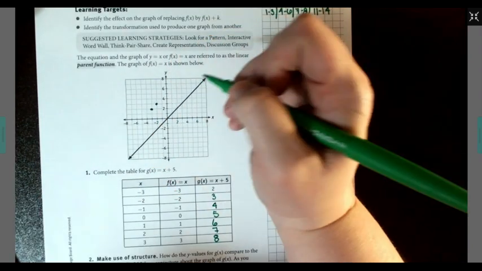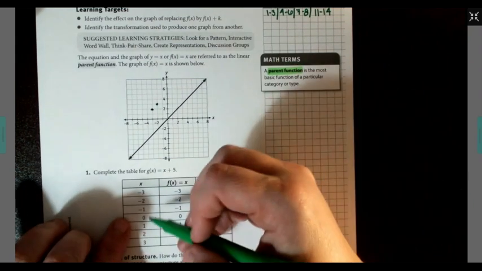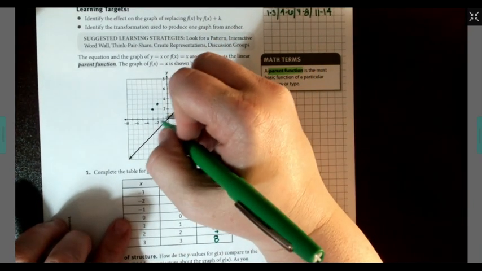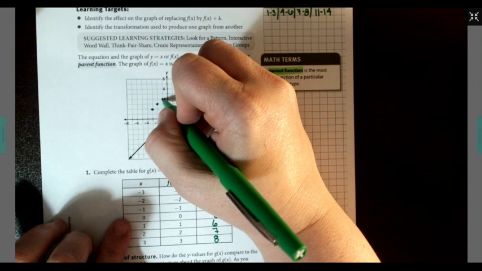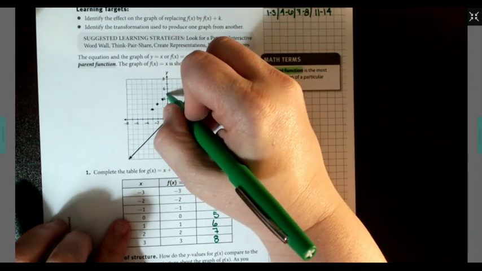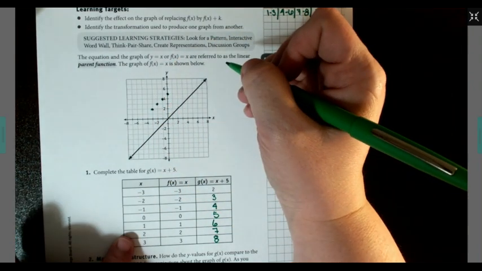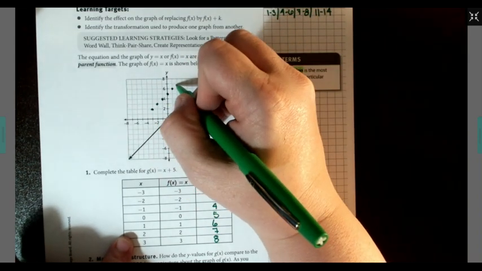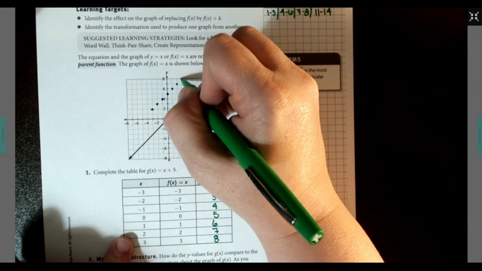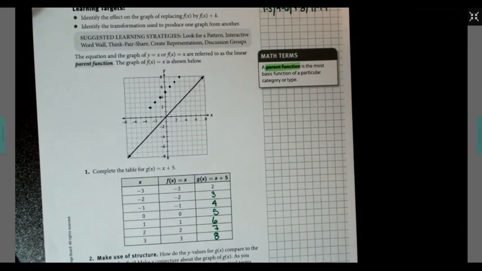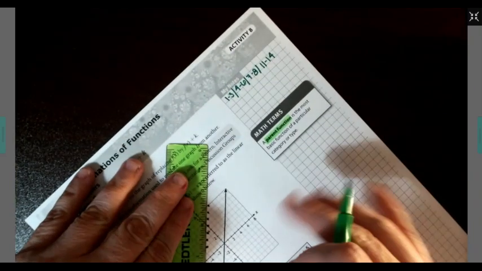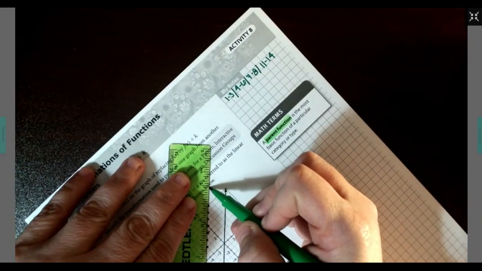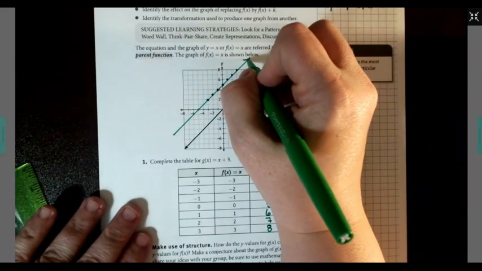Negative 2, comma 3. Negative 1, 4. 0, 5. 1, 6. 2, 7. 3, 8. And I'm going to connect those dots with a line as such.